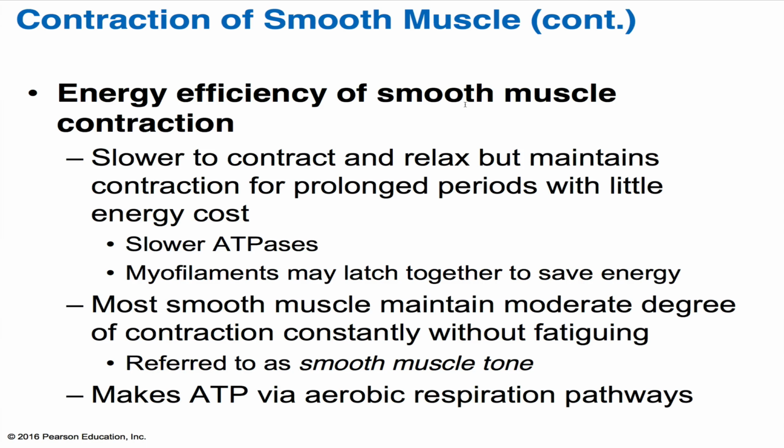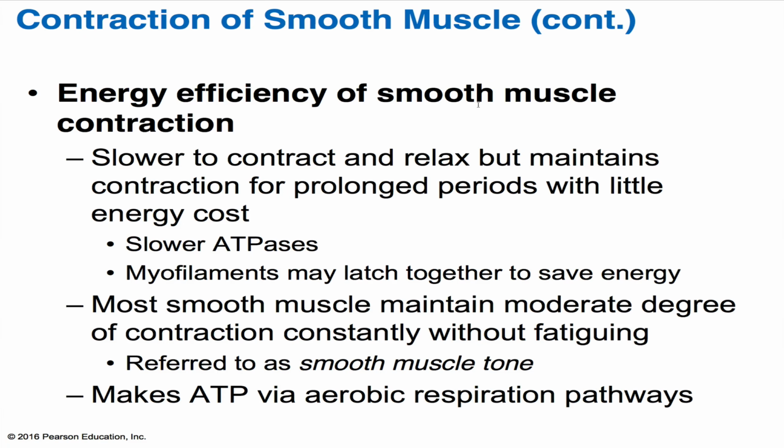Unlike skeletal muscle, smooth muscle is like a hybrid in terms of energy usage. It uses very little energy compared to skeletal muscle. But there's always pluses and minuses to it. Smooth muscle takes 30 times longer to contract and relax compared to skeletal muscle. Having said that, it's able to maintain contractions for a much longer period with little energy cost, and part of that is because of the slower ATPases that we find in smooth muscle.